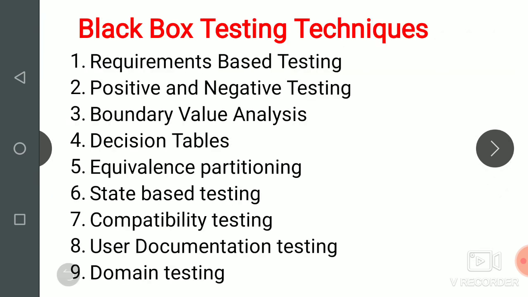We'll see the next point, that is black box testing techniques. Here a total of 9 testing techniques are there. The first technique is requirement based technique. Second one is positive and negative testing. Third is boundary value analysis. Fourth one is decision tables. Fifth one is equivalence partitioning. Sixth is state based testing. Seventh one is compatibility testing. Eighth one is user documentation testing. And the ninth one is domain testing.